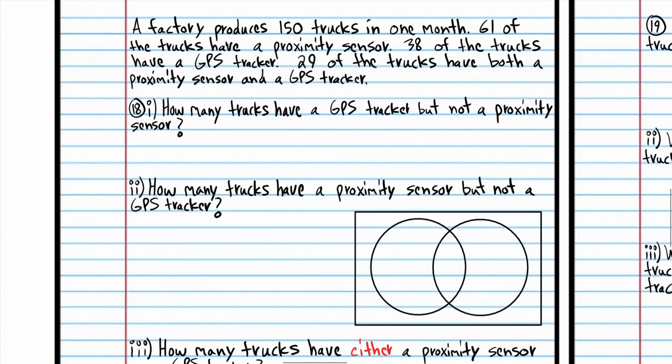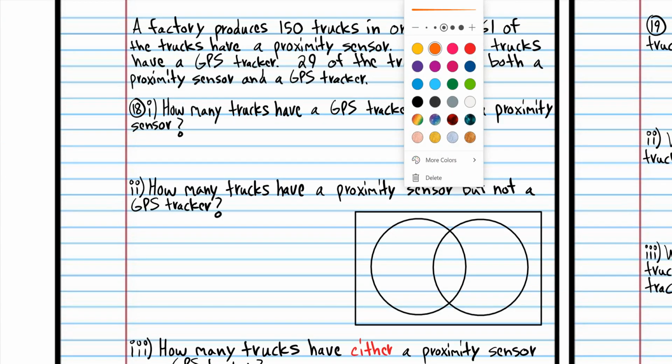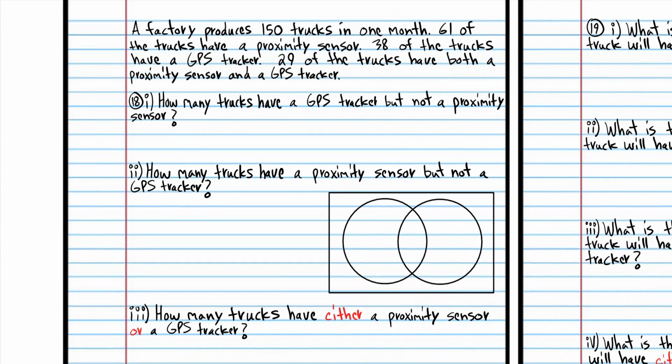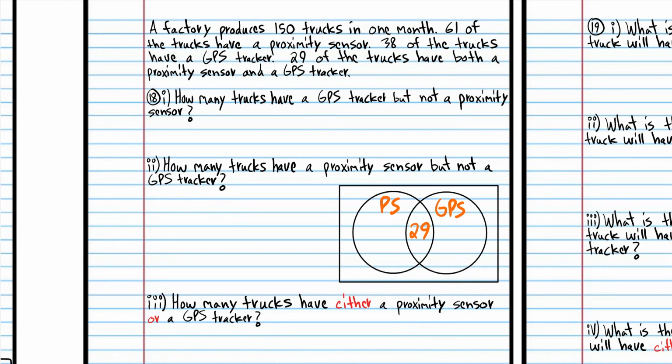Alright, we're back. So I'm going to make this circle proximity sensors and this circle GPS. And there are 29 trucks that have both. And we want to know how many trucks have a proximity sensor but not a GPS. So we're going to subtract 29 from 69, and we get 32.